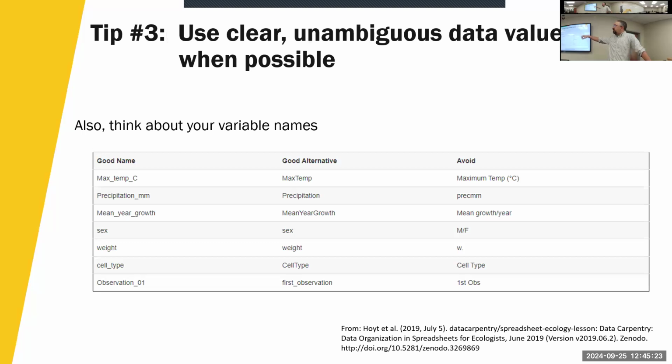Another good example is sex on there. That's pretty clear in this particular instance of what it is they're looking for. M/F becomes sort of a question mark. If you just saw that as your variable name, M/F, what does that mean? Is it medium versus full? Like what do those things mean?